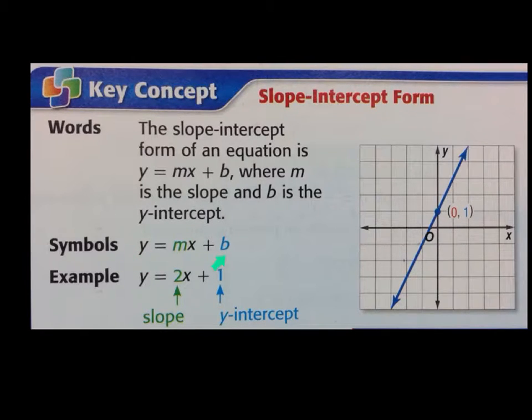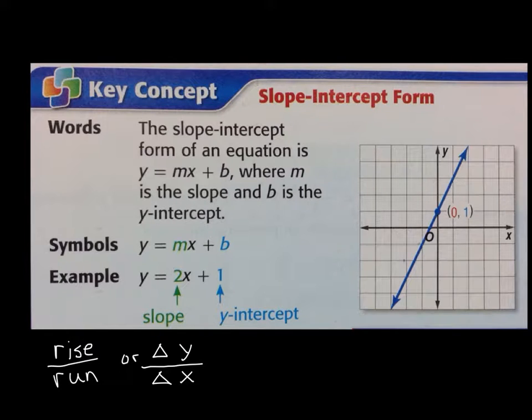Slope-intercept form is set up this way right here, where y is going to equal m x plus b. The m stands for the slope, and b stands for the y-intercept. Let's take a look first at what it means when we see y-intercept. The y-intercept means where the line crosses the y-axis. We can see on this line that it crosses the y-axis at 1. So that is why our y-intercept for this line is 1.